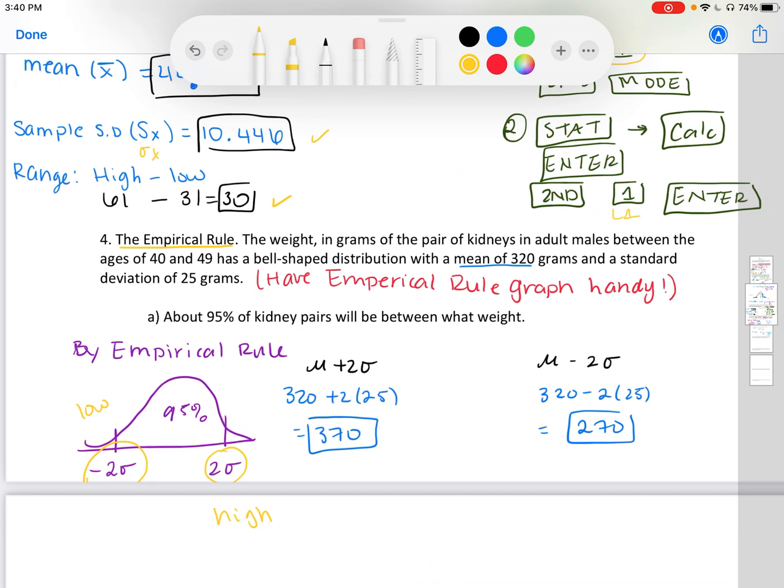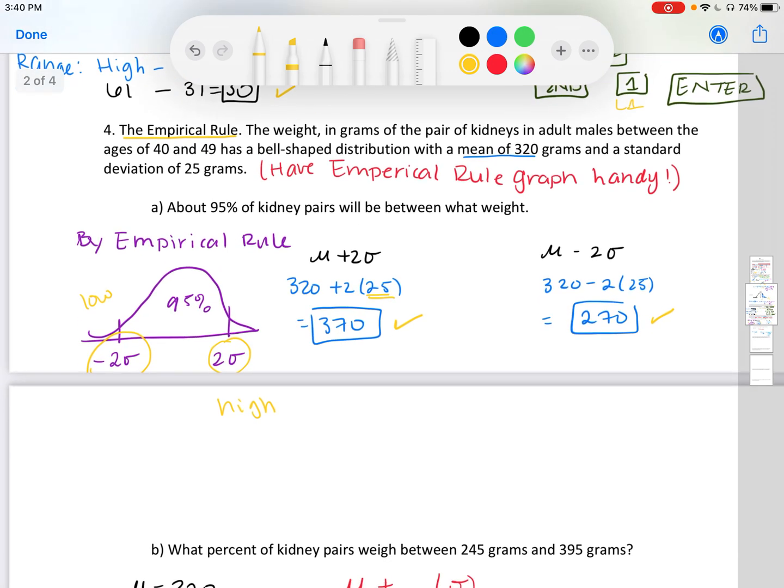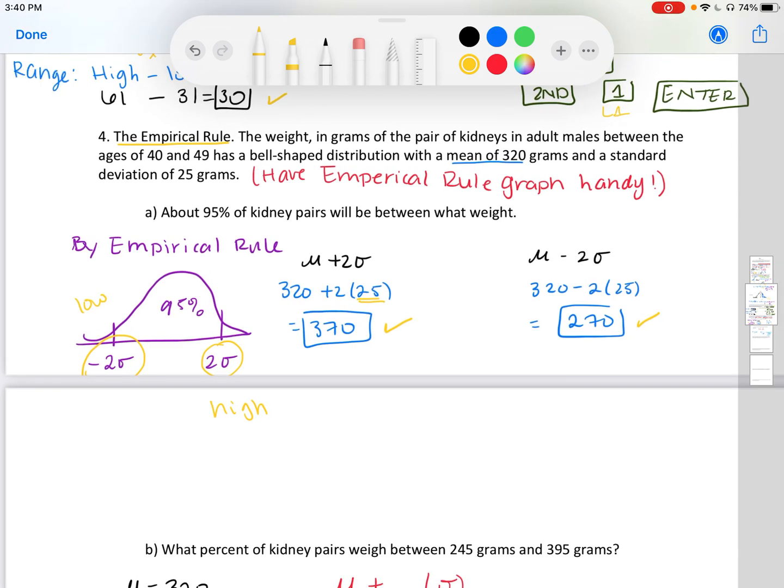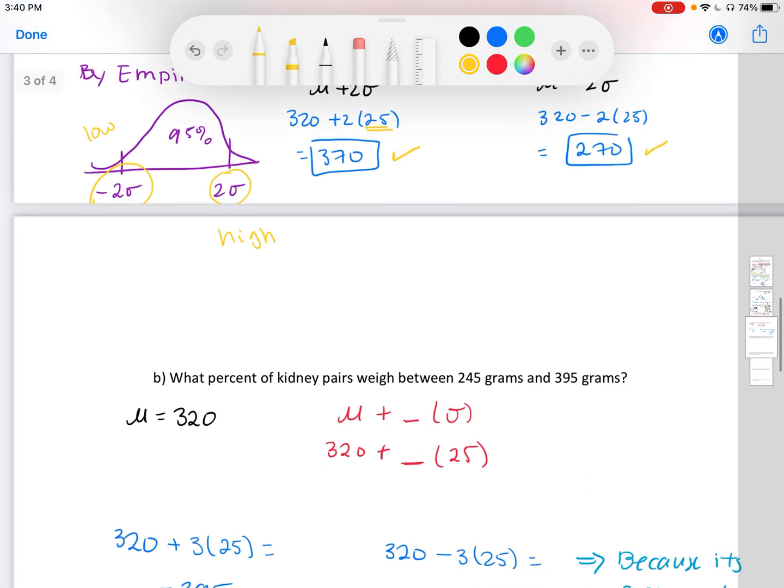We're going to add 2 standard deviations, and our standard deviation is 25. So our highest point is 320 plus 50 gives us 370. Our low point is 320 minus 50 gives us 270. So we know that our kidneys will be between the weight of 270 and 370.